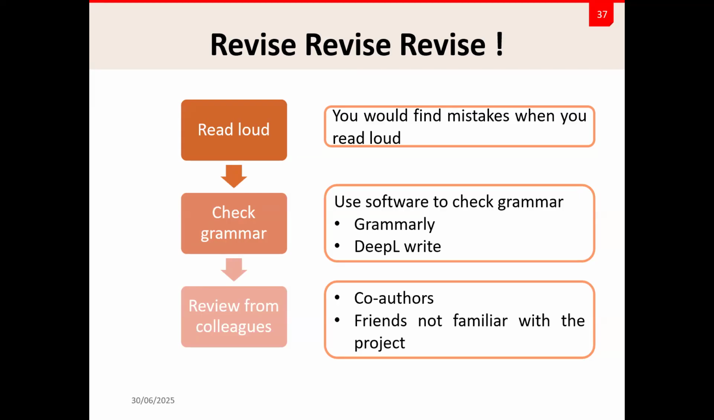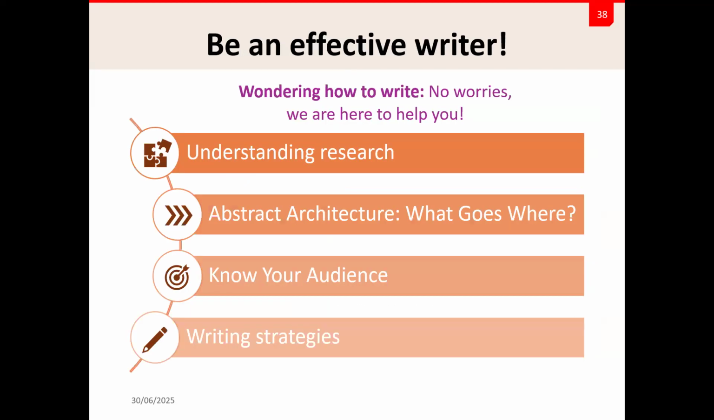So today in this workshop, we discussed understanding research. We discussed what is research, and then we discussed the abstract architecture, what goes where. In the abstract, there are a few things in order. First thing is the title. So we discussed how to write a title.